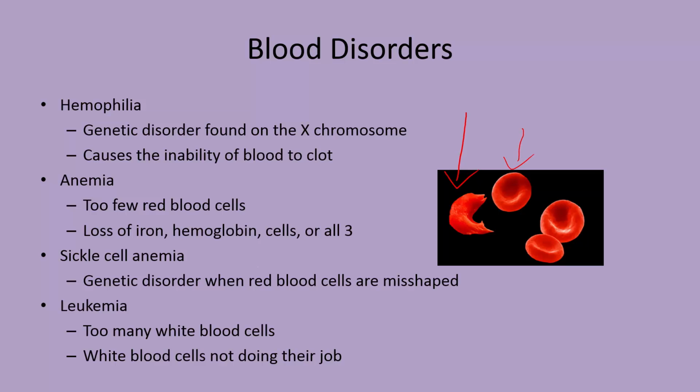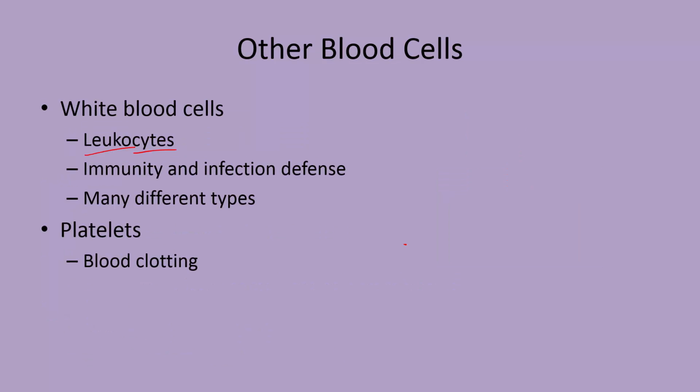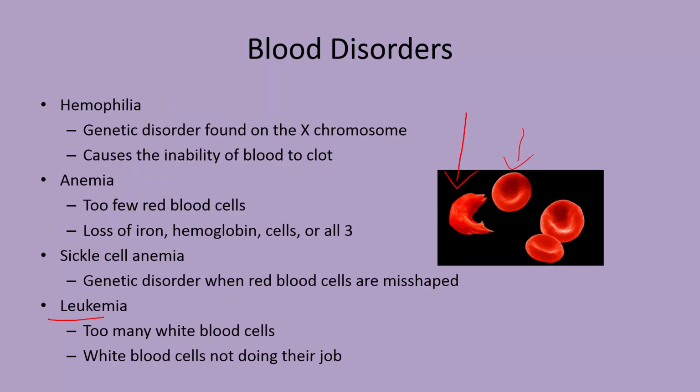And then you have leukemia. Now, if you look, leukemia and leukocytes all start with the same prefix, right? That leuko or leuke, and again, that means white. So leukemia means you have a problem with your white blood cells. Specifically, you just have too many of them. So it is a form of cancer, but it is not a tumorous form of cancer. It is what we would call a blood cancer. Pretty simple to figure out.